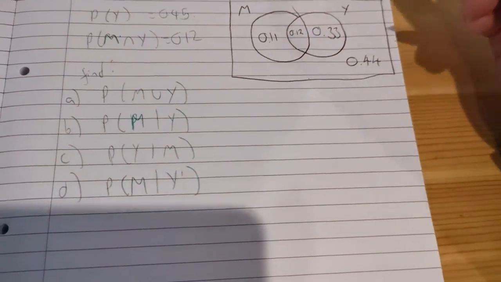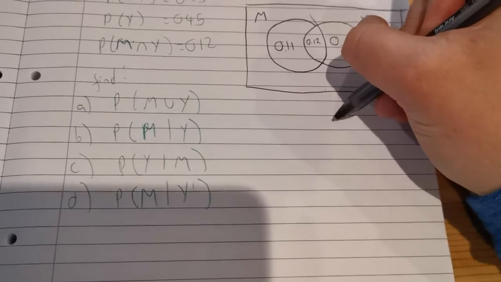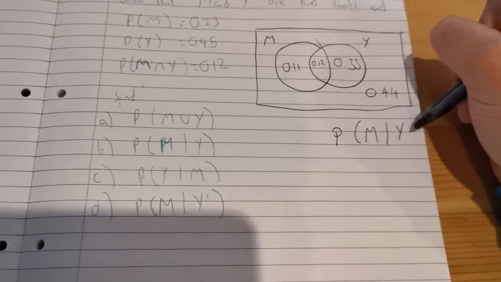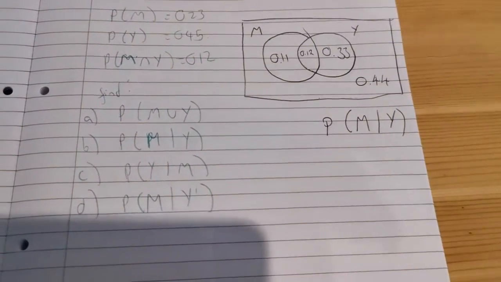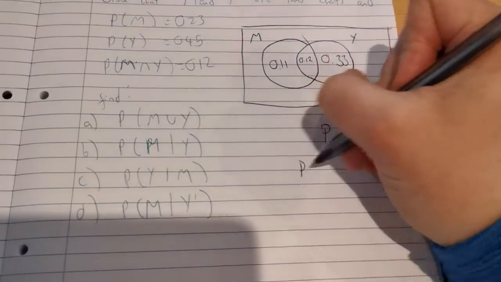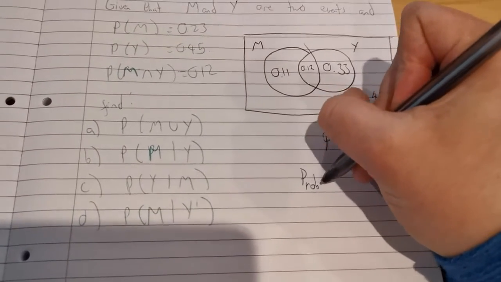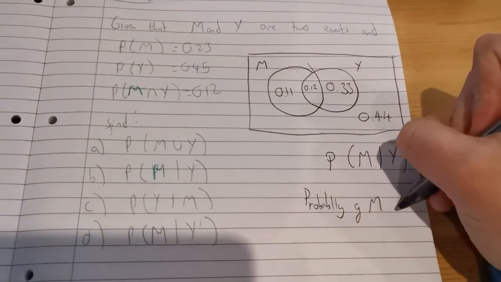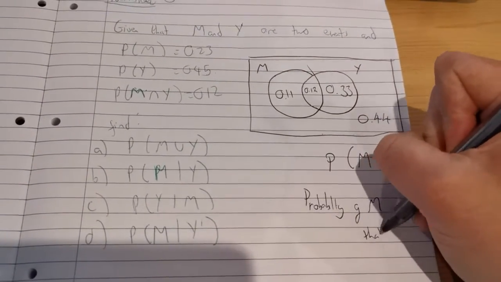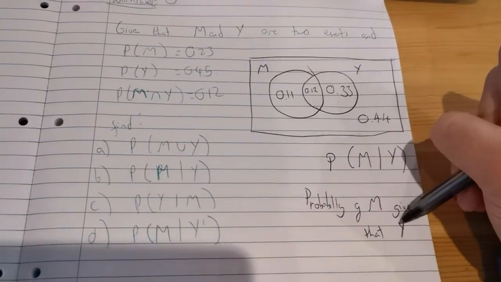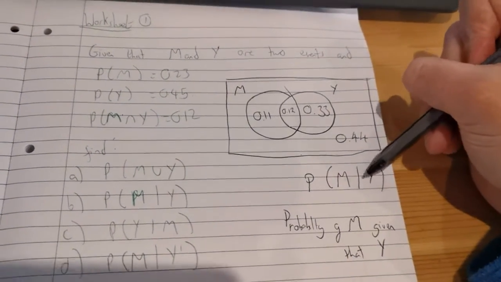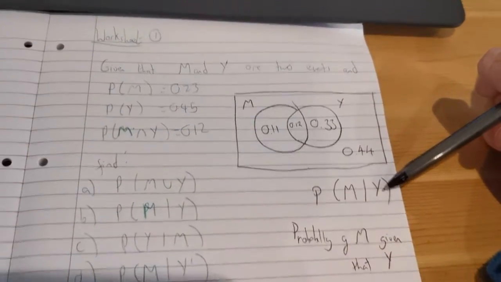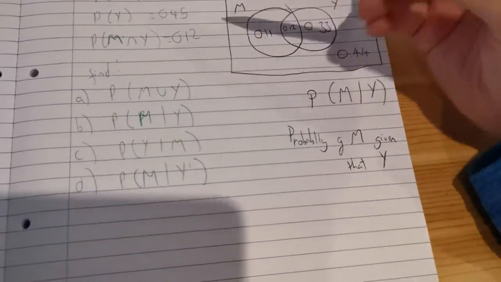It's very important to note that we have some here that say P, the probability of M, and then this line, Y. What this line means is P, the probability of M given that Y. So this line basically means "given that": the probability of M given that Y. Let's look at what that actually means.